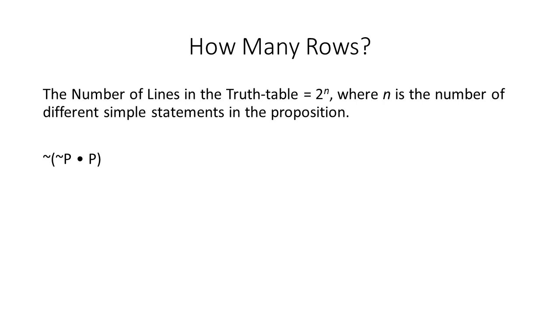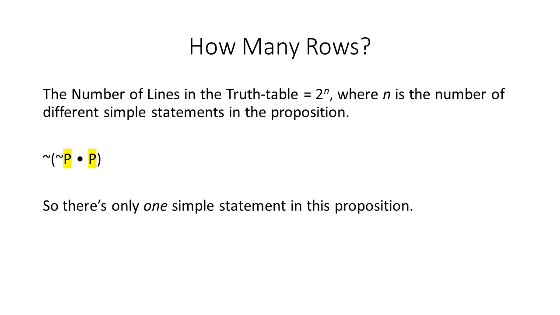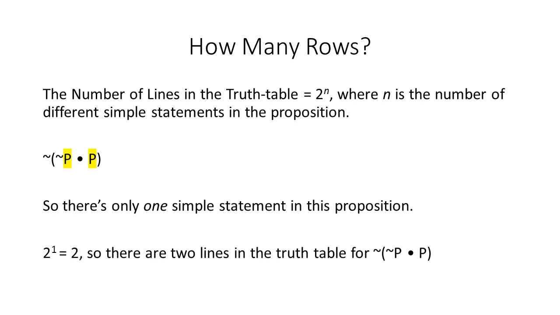Okay, so how about this one? How many different simple statements are there? Well, it turns out there's only one, P. So 2 to the first is 2. So there are going to be 2 lines in the truth table for it's not the case that P and P. So remember, the thing to keep in mind here is that when we're counting different simple statements in the proposition, we're counting simple statement types rather than tokens.